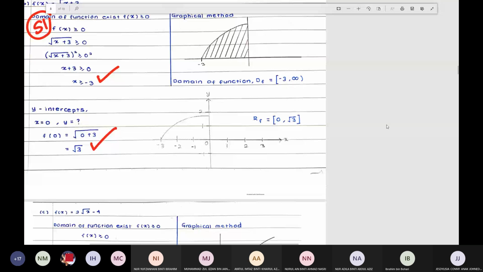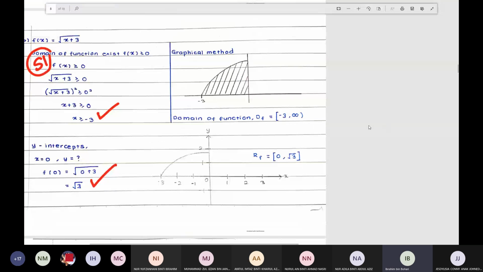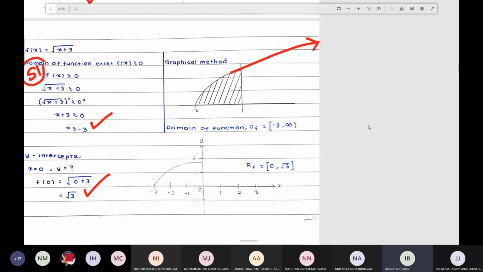Okay. And using the graphical method. Ini dah salah ni. This one kalau you lukis, lukiskan full lah. Sepatutnya kalau lukis ini, dia lukiskan full. Okay, macam ni. So the graph of the square root function starts at negative 3 to the positive infinity. So here is the domain. Okay. And the range of the function starts at 0 to the positive infinity.